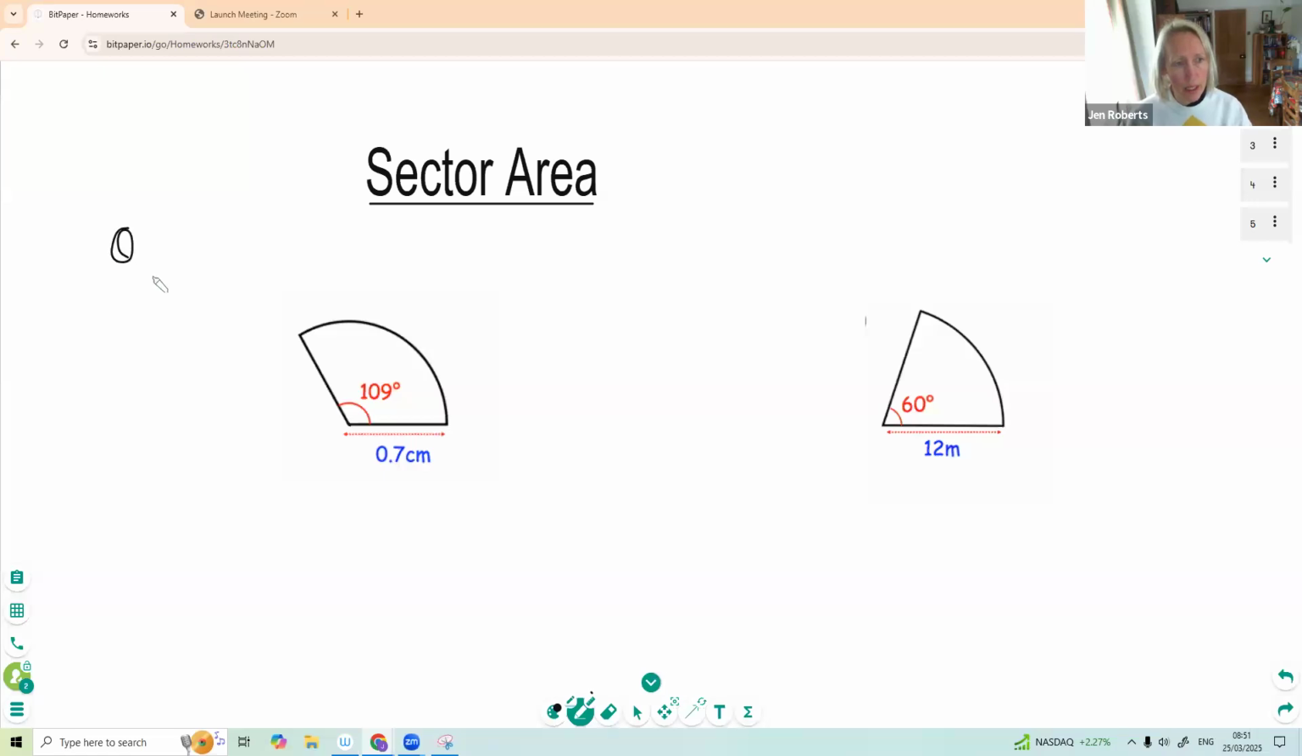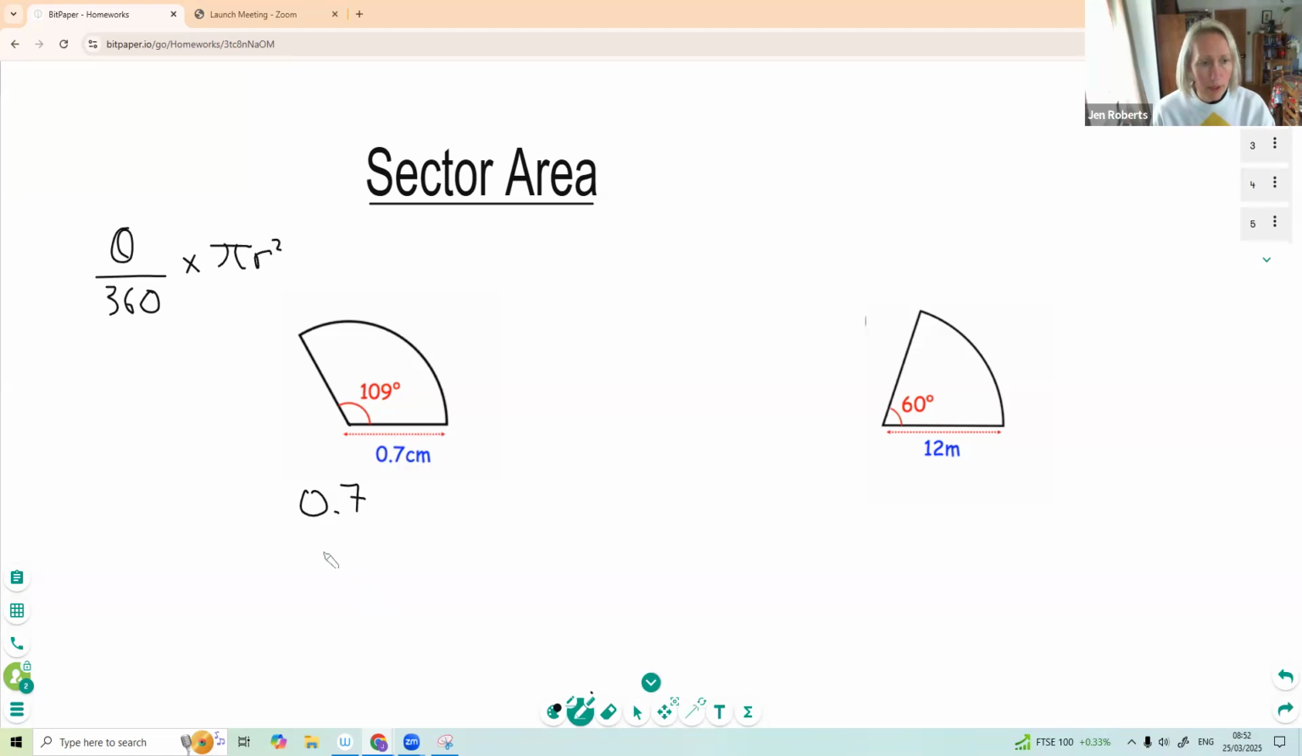Theta over 360, theta is the angle, over 360 gives you the proportion of the circle that you have in your sector. And then we times it by, well, it's area, isn't it? So area of a circle, pi r squared. You have to know that formula, you have to remember it. Okay, then you just simply put your information into your formula.